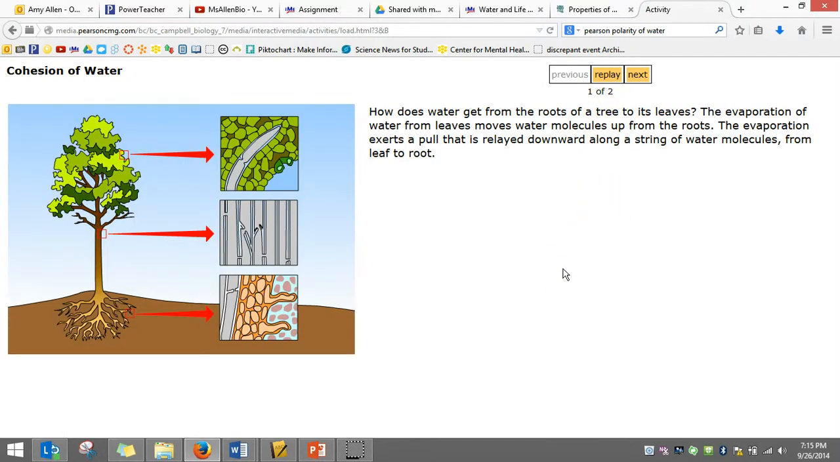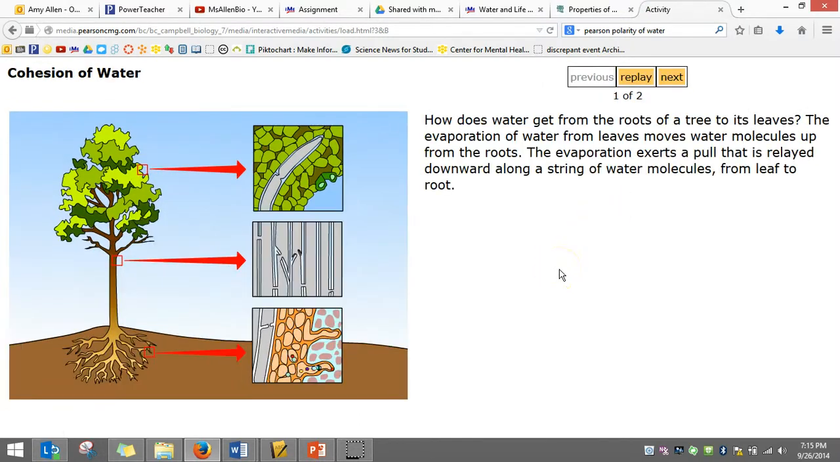How does water get from the roots of a tree to its leaves? The evaporation of water from leaves moves water molecules up from the roots. The evaporation exerts a pull that is relayed downward along a string of water molecules from leaf to root. So here you can see water is evaporating from the surface of the leaf. It actually starts up here to get the water to come out from the soil and go into the roots.